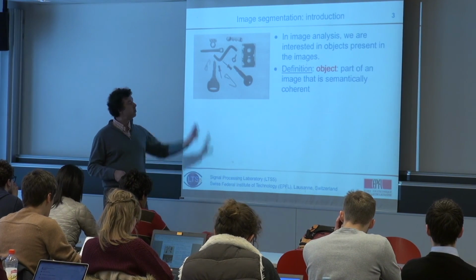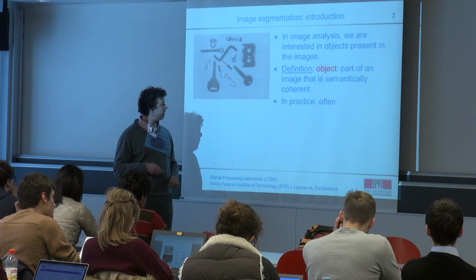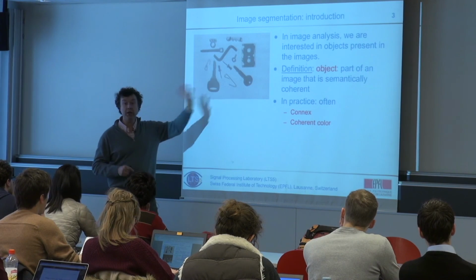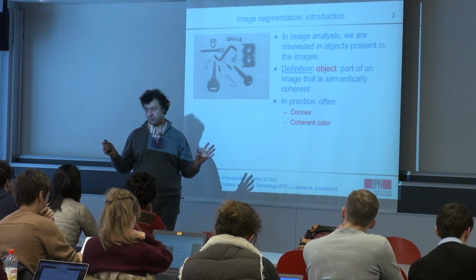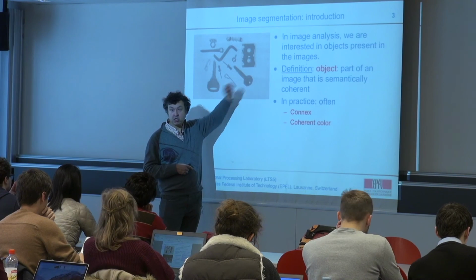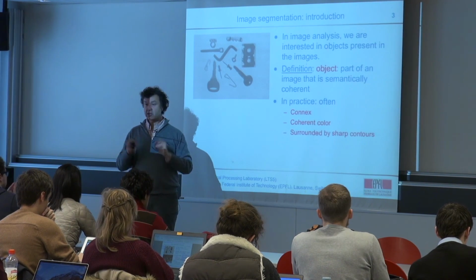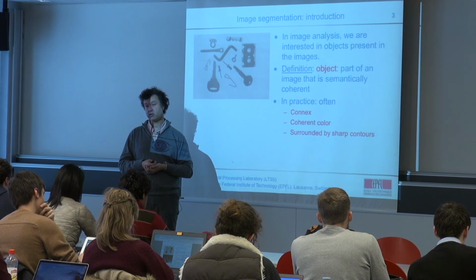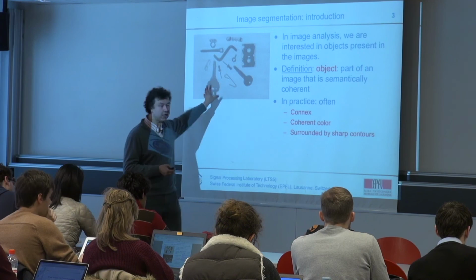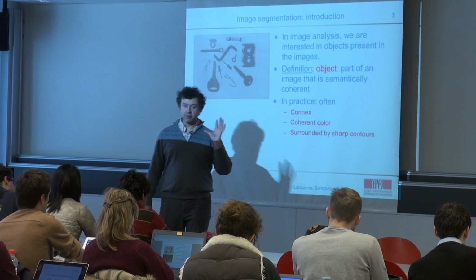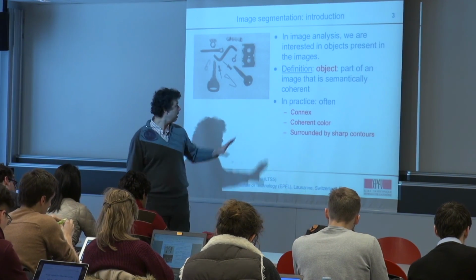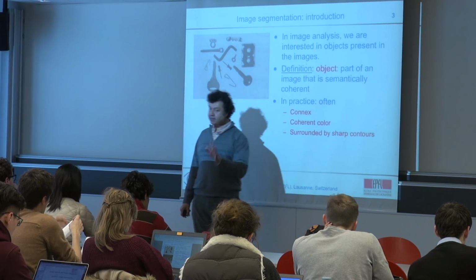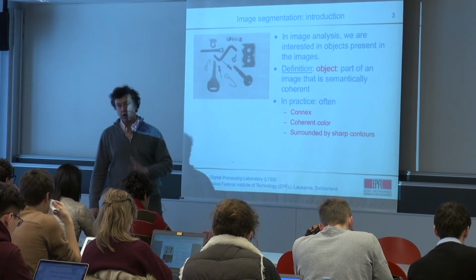Okay, so that's very good. In this case, you can define the object as, for instance, something that is connected with a coherent color appearance. That's basically the region methods. Or you can say they are surrounded by sharp edges. That's the edge detection methods, the contour detection methods. That works for many, many applications. If you have to extract something from an image, you might want to use either the region-based methods or the contour-based methods. That is very general, and that works very well. Of course, there are exceptions.